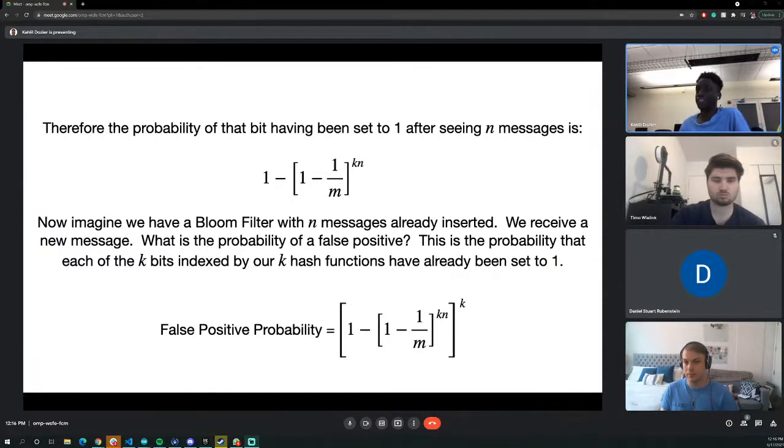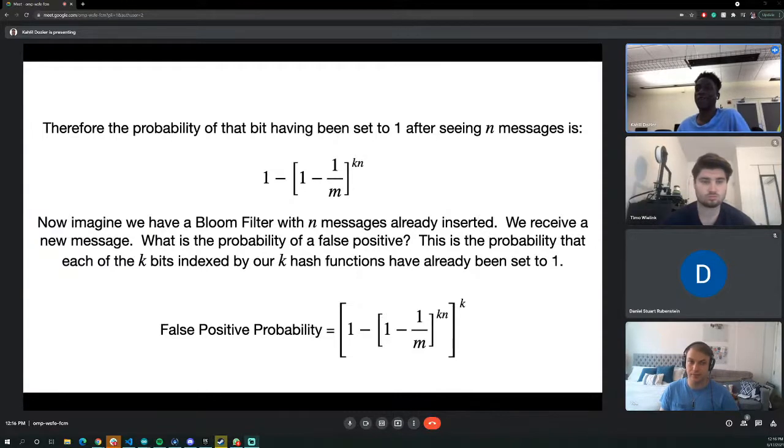So what's the probability of being at 1? The probability of being at any point touched by the algorithm so far is 1 minus that. And then finally, for the final thing, what have we just calculated? We've just calculated n messages. We've added n messages to our Bloom filter. What's the probability any other random bit in the Bloom filter has been set to 1?